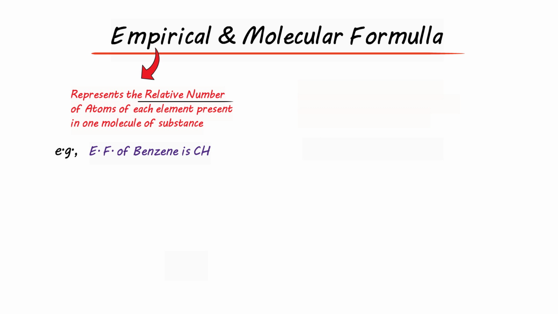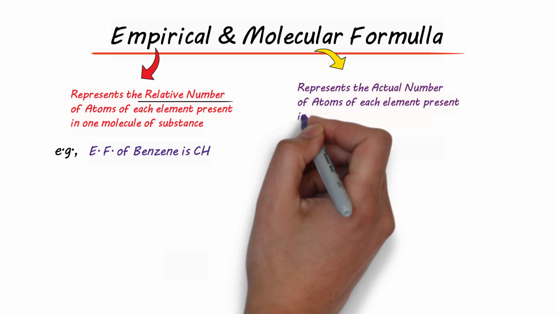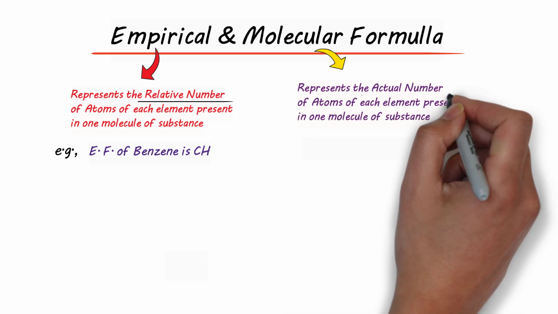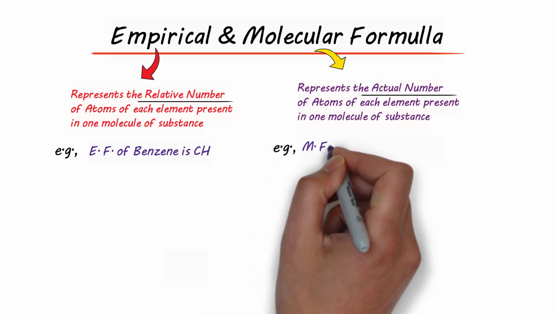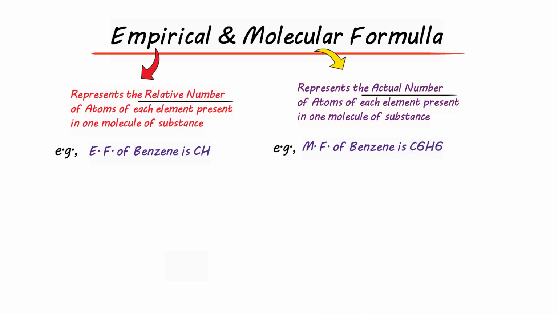In contrast, molecular formula represents the actual number of atoms of each element present in one molecule of substance. For example, the molecular formula of benzene is C6H6, which means there are 6 carbon and 6 hydrogen atoms in one molecule of benzene. So that's defined. You get to know the actual number of carbon and hydrogen atoms in that particular molecule.